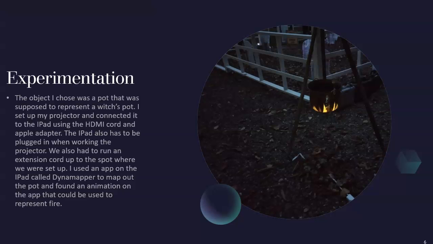I used an app called Dynamapper to do my projection and to map out the pot, and I used an animation that I found on the app that could represent fire. I did have to do a little bit of tweaking to make it actually look like fire. All I had to do was change the color, because I think it originally was purple, and I changed it to orange to represent fire.